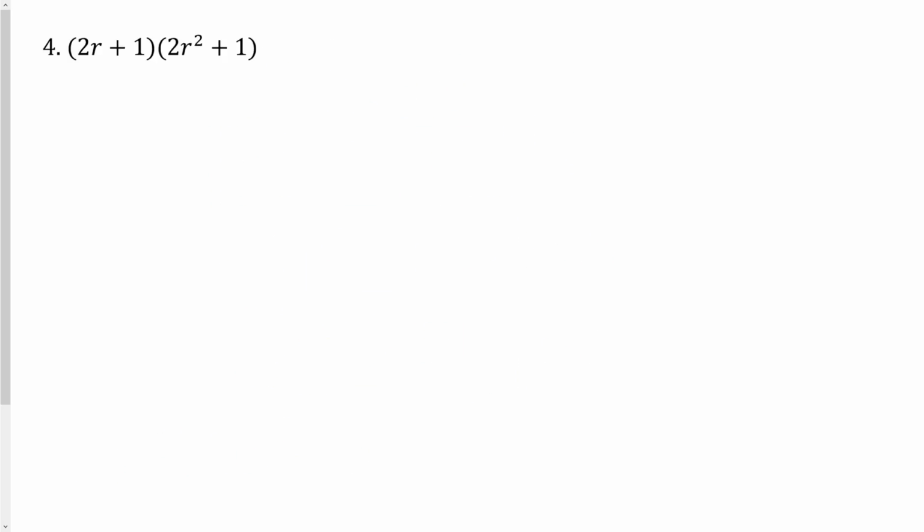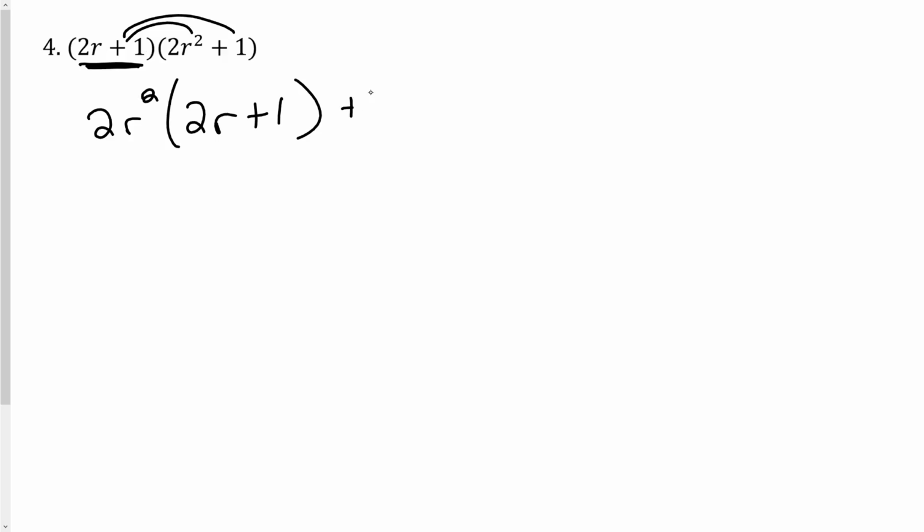Find this product. I'll do this one using the distributive property because they're only binomials. So I'm going to take the whole term 2r plus 1, multiply that into 2r squared, and multiply it into 1. So 2r squared times 2r plus 1, and then plus 1 times 2r plus 1. We treat the 2r plus 1 as one big object. And now we apply the distributive property two more times.